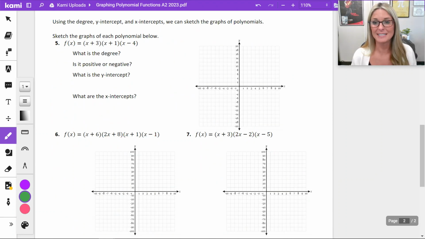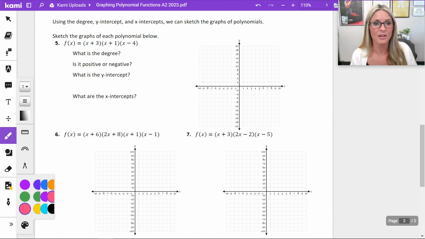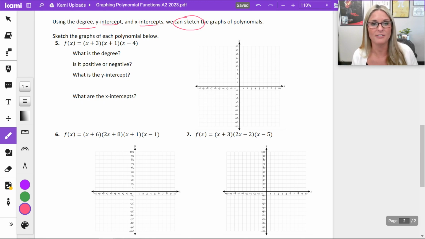So now let's try sketching these polynomials for ourselves. Using the degree, y-intercept, and x-intercepts, we can sketch these polynomial graphs. So let's practice with number 5. Sketch the graph of each polynomial. F of x equals, and it's in this factored form, quantity of x plus 3 times quantity of x plus 1 times quantity of x minus 4.